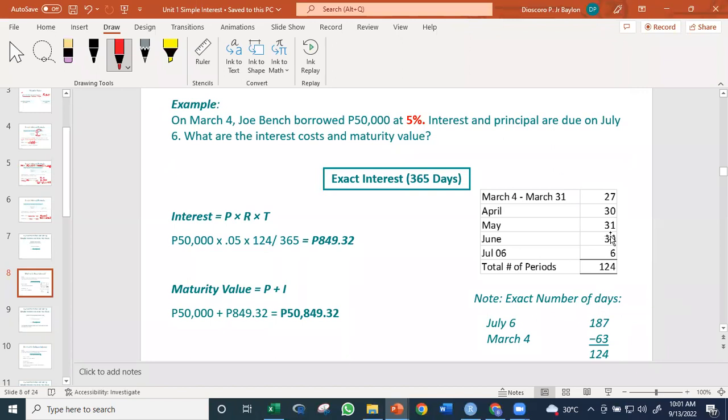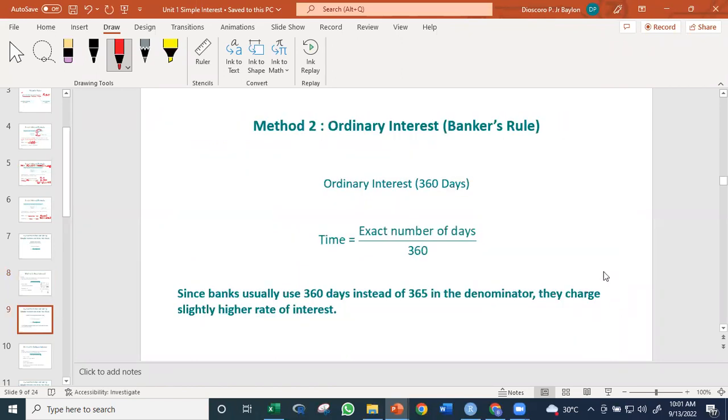Okay. So here we determine the number of periods, and then based on the exact days, we are going to divide the number of days by 365. Okay. How about if it's ordinary? Because you have the difference between exact and ordinary. For ordinary, you don't use 365. You just use the average of 360. So that's 30 days per month times 12. So that's why you have 360.